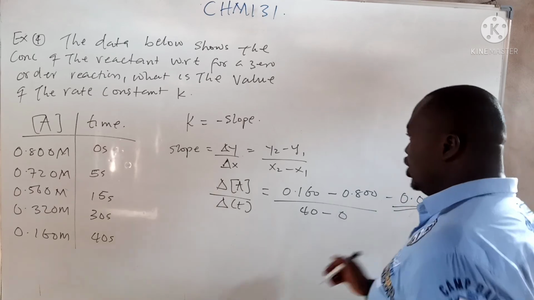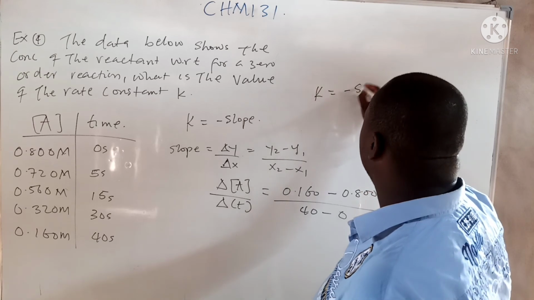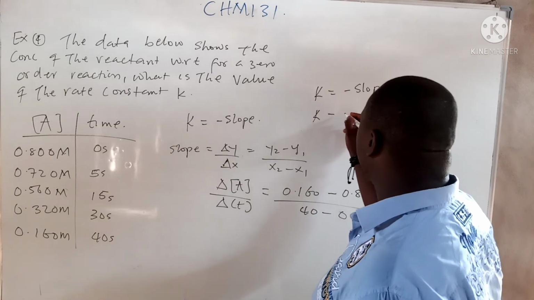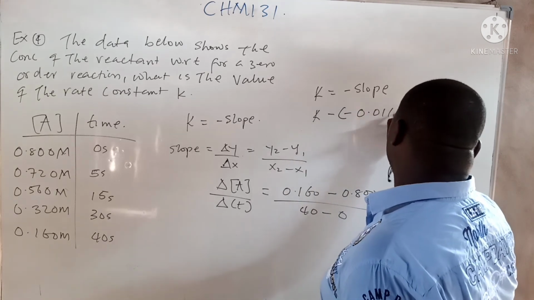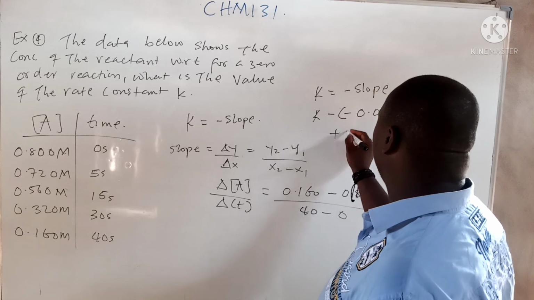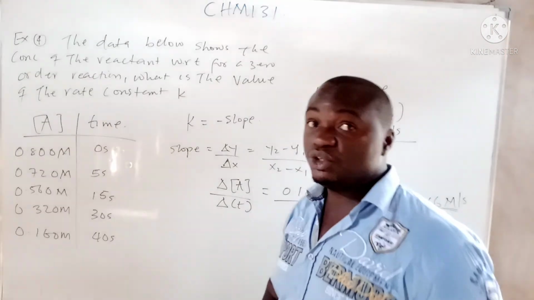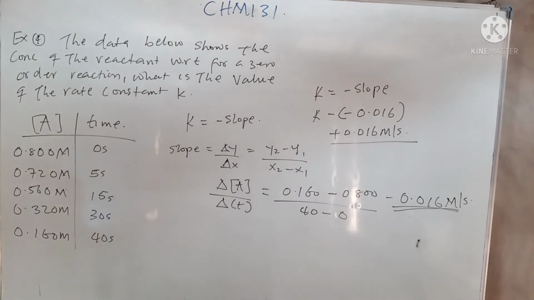But you are not done. You only got the slope. Remember, k for zero order is equal to minus slope. Now, there is minus here, and your slope contains minus. So here is minus from the formula, minus 0.016. And this time, this will give you plus 0.016 molarity per second. Please note this, the rate constant k can never be negative. It is always a positive number. That is an examination question. If they give you something and you solve and your rate constant is negative, you already failed. It's always going to be a positive number.